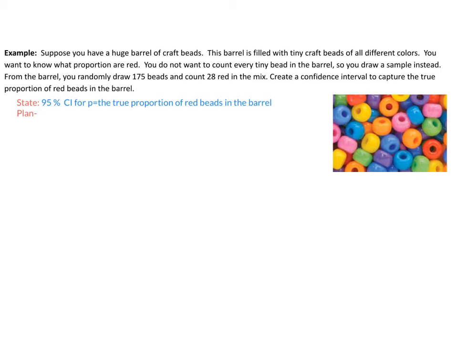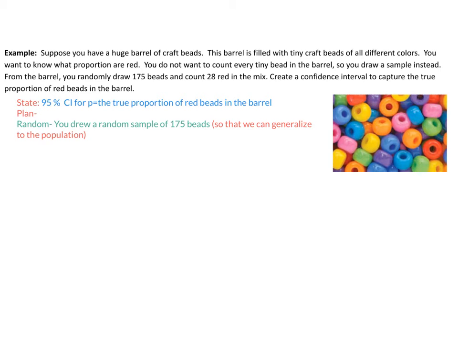Now we're going to plan. In our plan, this is where we check our conditions, okay? And then we state whatever inference test we're using. So I'll tell you what we call this one in a second, but let's identify our conditions. The first condition is that we need a random sample. So I state that you drew a random sample of 175 beads.